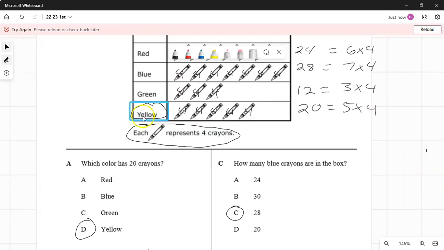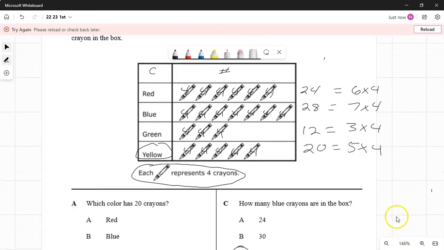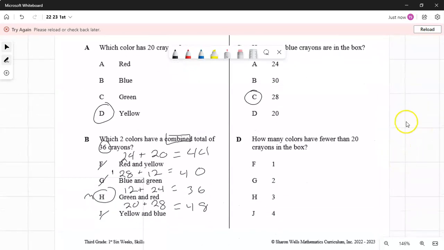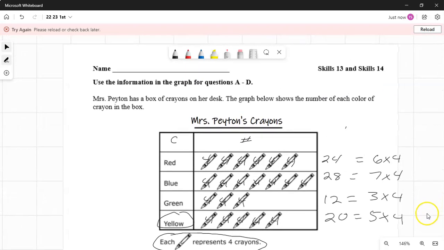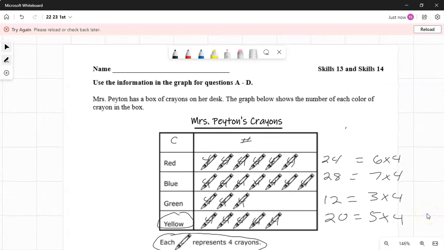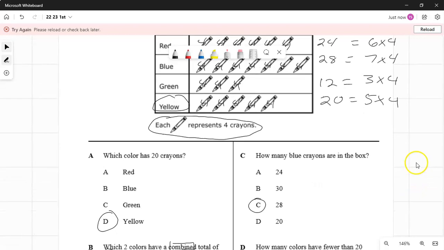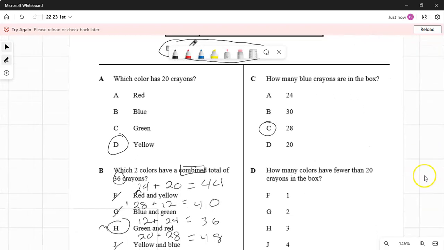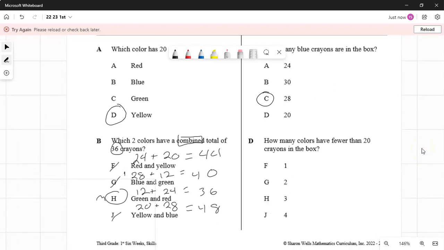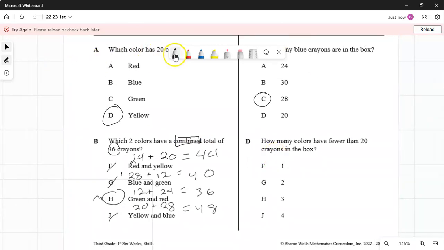If you looked at it, you might have said, okay, well, there's 3 right there. That's less than 20. Or you might have said that all of them are less than 20 if you just count the crayons. 1, 2, 3, 4, 5, 6, all 4 of them. Okay, but the fact is that in Mrs. Payton's crayon box on her desk, there's only one color that has fewer than 20 crayons. So that would be answer choice F. And let me circle that. Answer choice F.